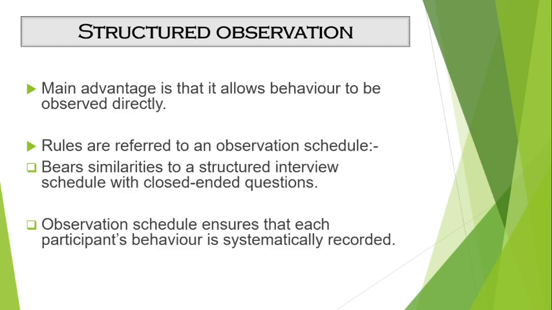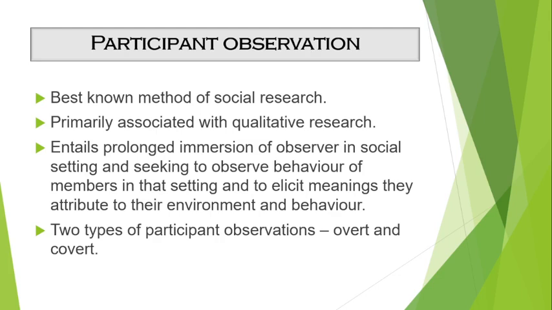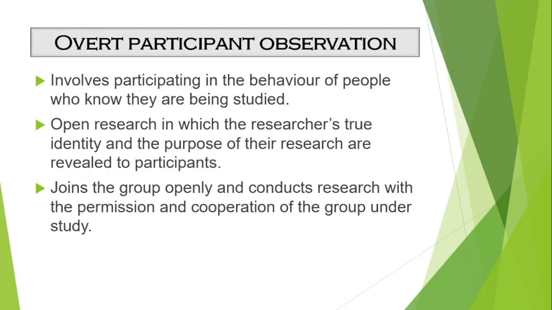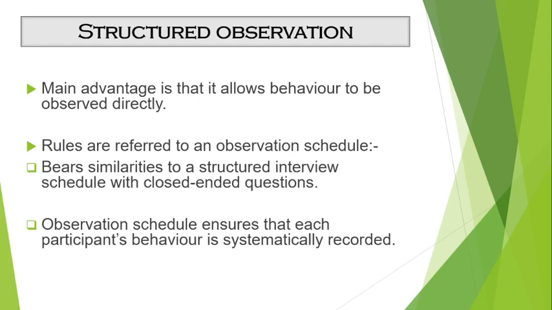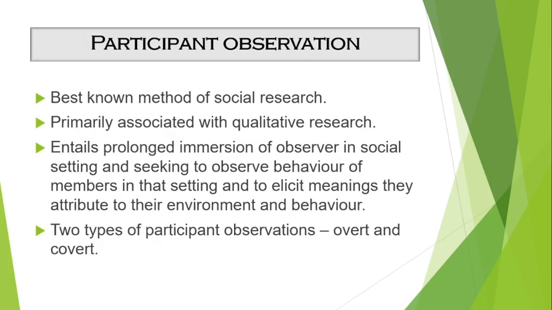So when you participate, as the word itself says, the researcher is going to be an active participant in the observation. He is going to observe actively, in the sense of observing the behavior of people and then getting the meanings out of that behavior. Now, you have two types of participant observation. You have overt and covert.